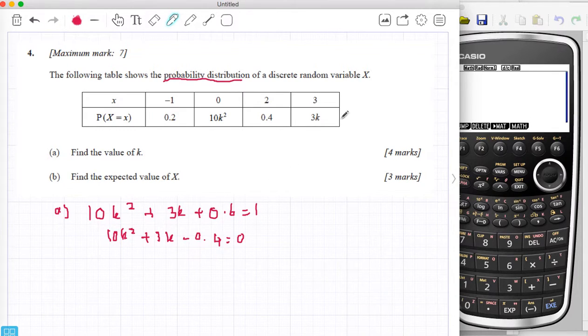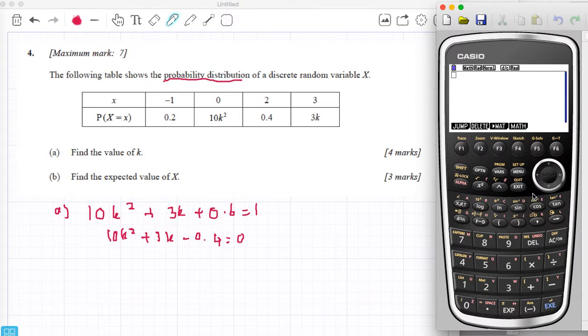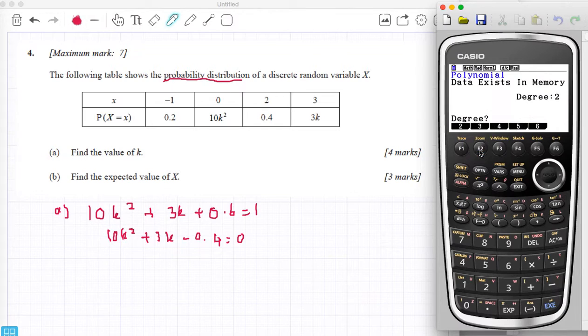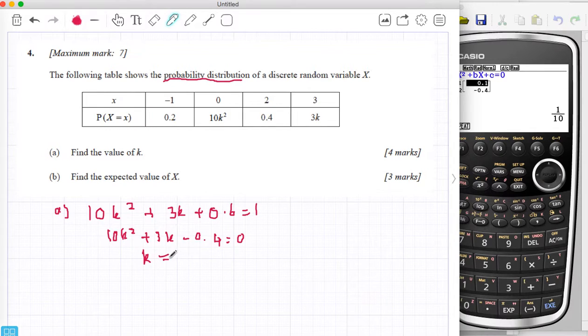I am doing a calculator paper, so I'm going to make use of my calculator. I'm going to go into the equation solver, and I'm going to put those values in and a polynomial which solves the quadratic equation, 2 for the k squared. Now I've already done this. I put the 10, the 3, and the minus 0.4 in, and I'm just going to solve, and I get 2 answers for k. Now actually, because I want to play on the safe side of this question, I'm going to put k down as 0.1 and negative 0.4.